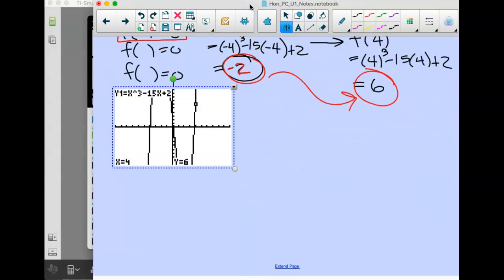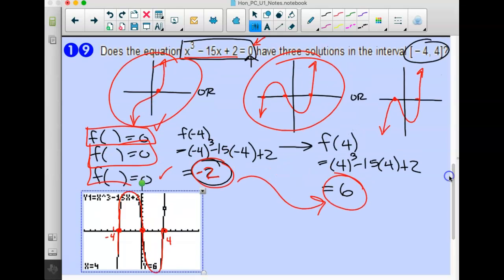So there would be an example of what we're talking about, right? So there's -4 all the way to 4. And if you know that the y value goes from -2 to 6, you know you cross the x-axis 3 times. So there's 3 ways to get from -2 to 6. You're going to cross through 0 3 times. Okay? All right. So we'll go through that.